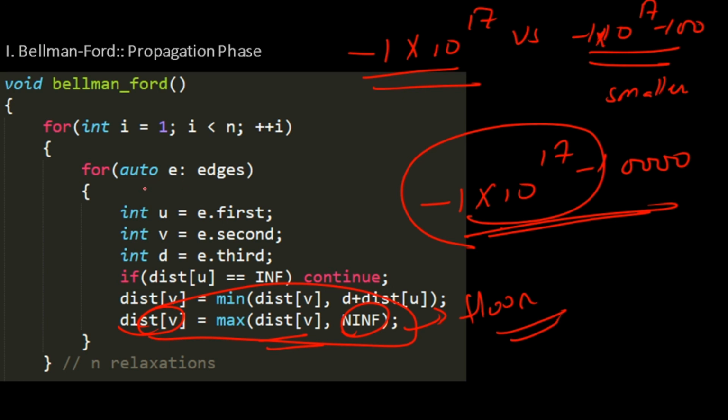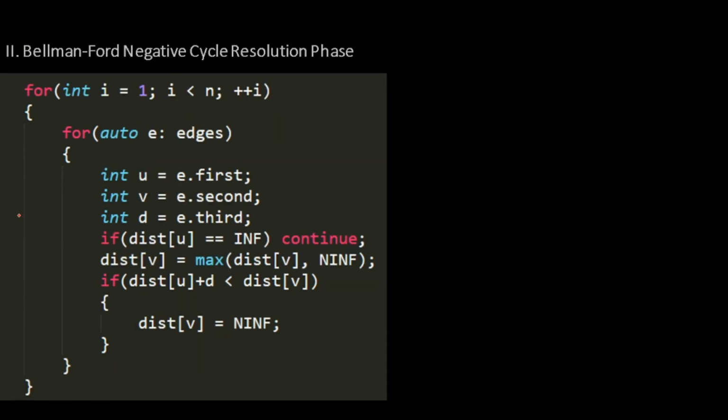Okay, so what happens at the end of this? You'll keep on relaxing each edge, and you will do all these relaxations n minus 1 times. Okay, now we are done with the propagation phase. Now we have to identify the negative cycles and label the nodes that are affected by the negative cycles as minus infinity. How do you do that?